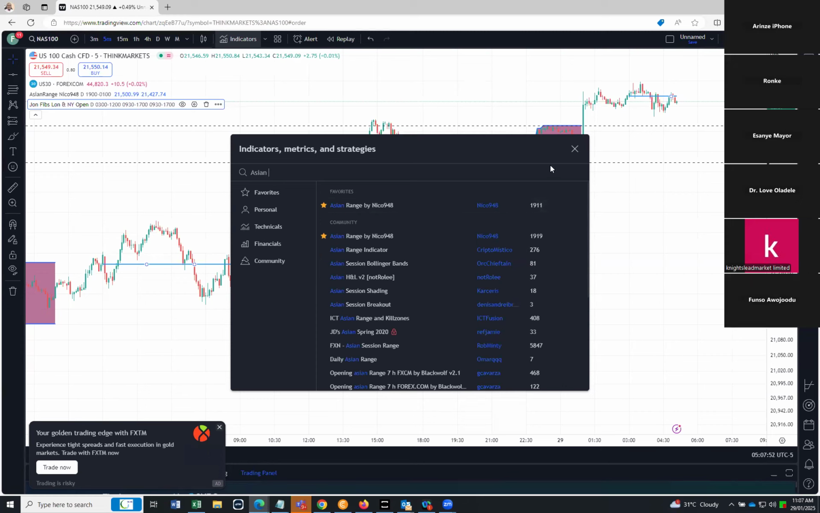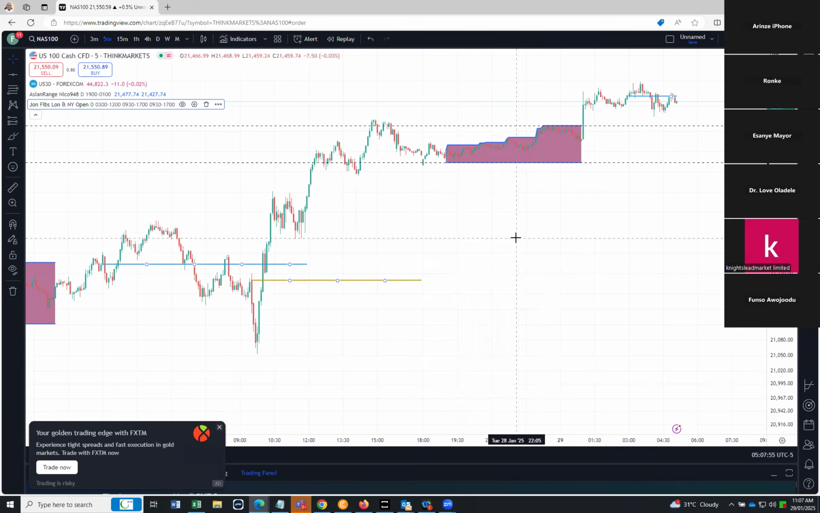So once you set the time, you'll be able to see that range. So that's what forms the range. Asian range by, there's a name you mentioned. Nico 948. Okay. I just click on it. Yes. So once you click on it once, it appears on your chart. I'm waiting for it to appear on my machine.